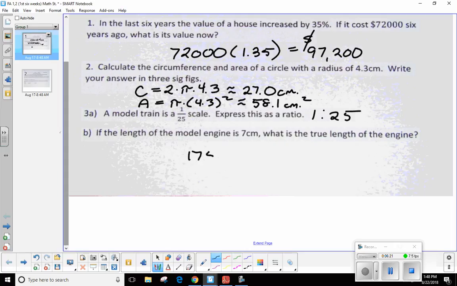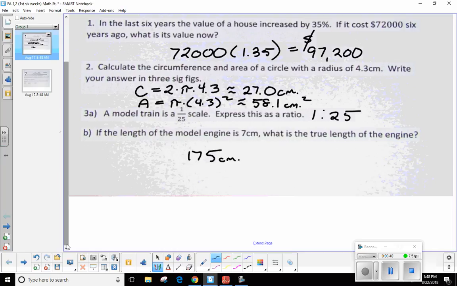Okay, so 175 centimeters. Now, it didn't ask me to change it to anything. We probably could convert it to inches if we wanted, but I'm not too interested. Does anybody want to write out a proportion? Yes, ma'am. So how did you know which one to multiply by? Well, that's a good question. So tell me, why did you just go ahead and multiply by 25?